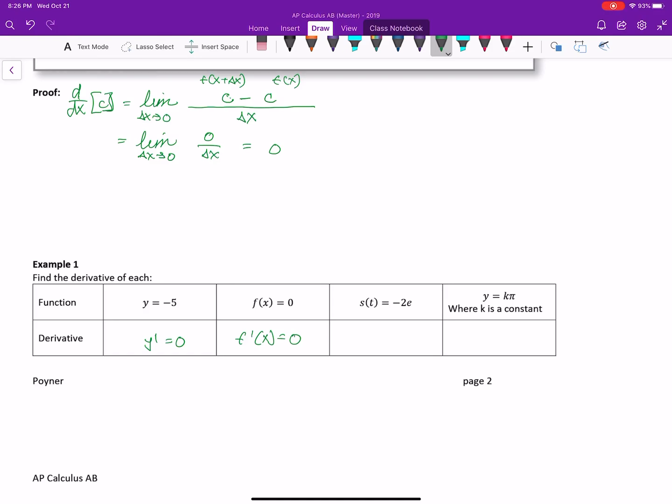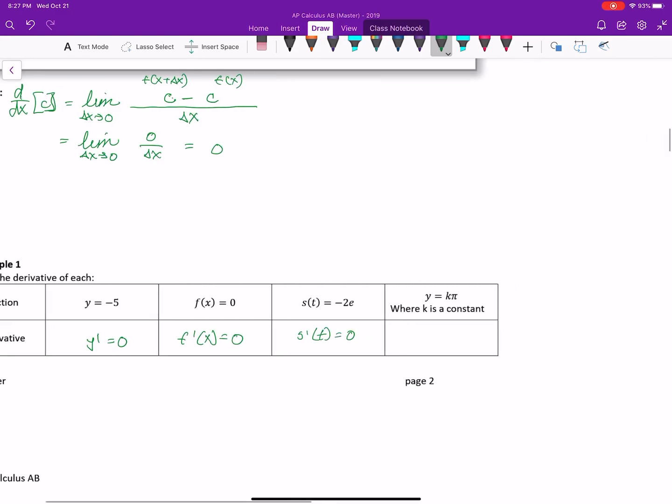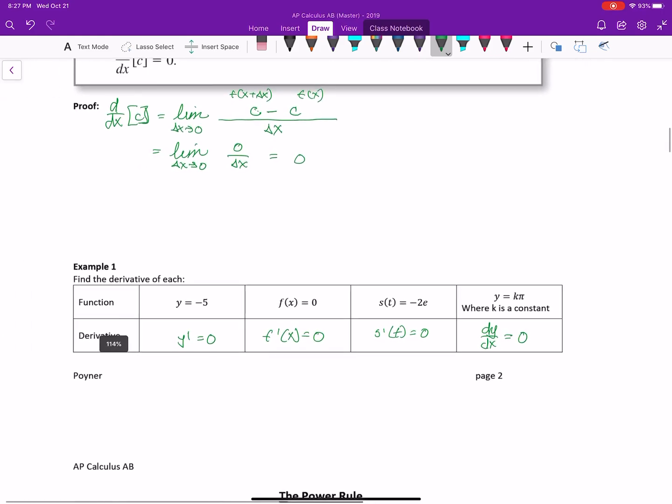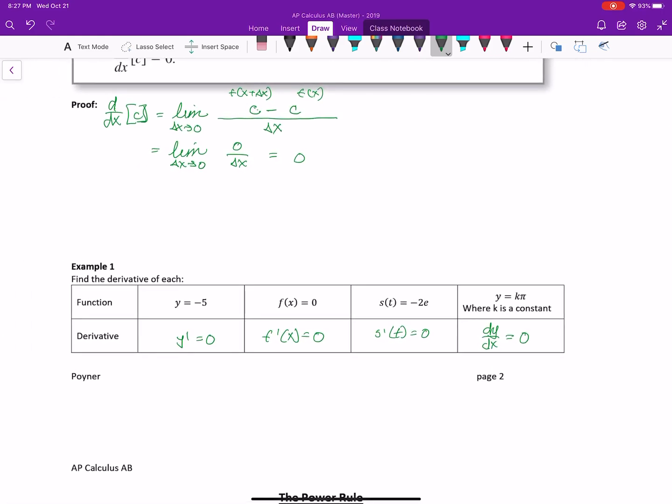So when I take the derivative of that, I get s prime of t is still just going to be 0. And if you're told for the last one that k is a constant, pi is another universal constant, so therefore this is also going to give me 0 as well. And I just threw in a few extra notations for you.